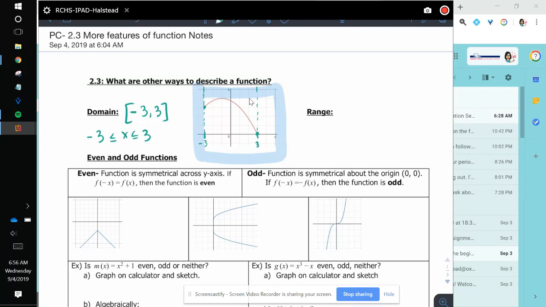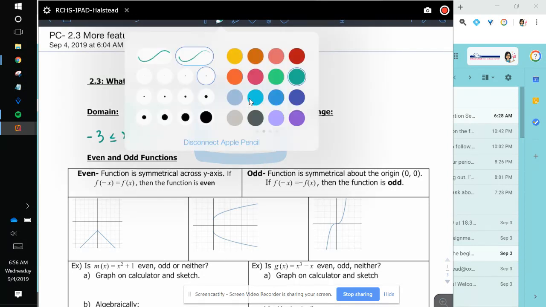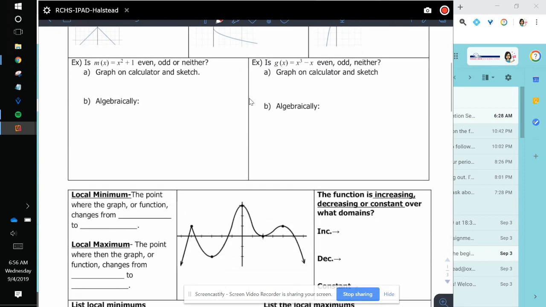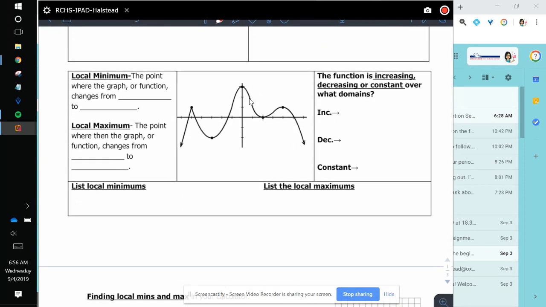The range is similar, but we are checking out the height. So we're going to go from the lowest value to the highest value. The lowest value is 0 and the highest value is 4, and both those points are included. In set notation, that would be 0 is less than or equal to y, which is less than or equal to 4.